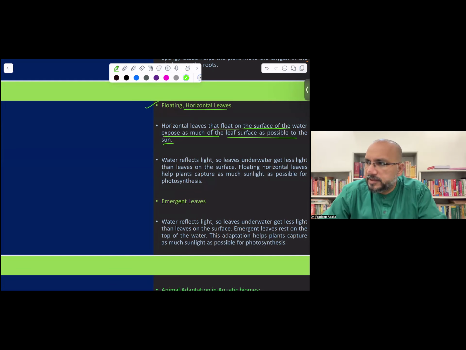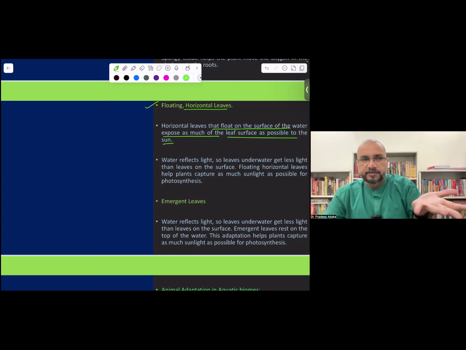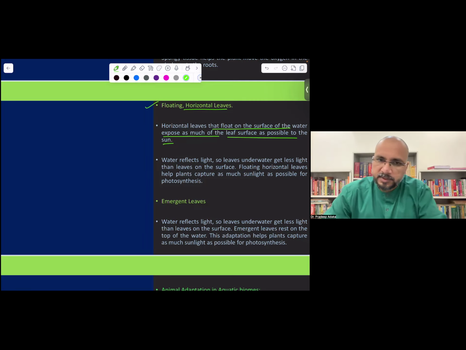You might have seen in the case of lotus, the leaf is flat on top of the water surface. It will be present on the water surface, horizontal, spread on the water surface and exposed to the sun. Water reflects light, so leaves under water get less light than the leaves on the surface.